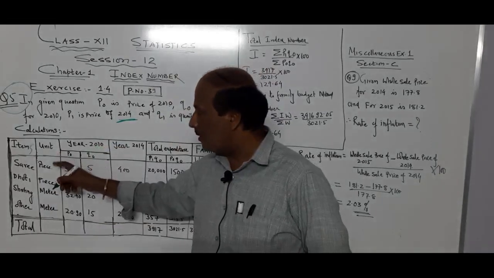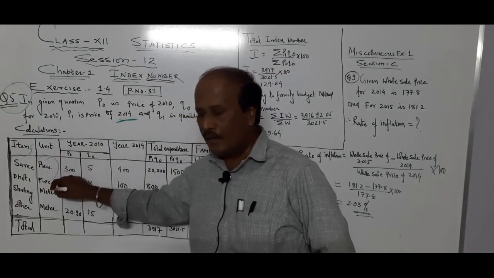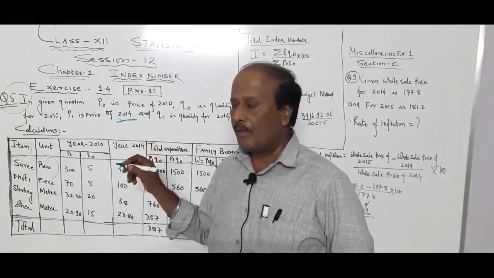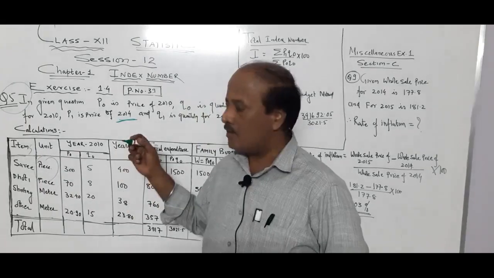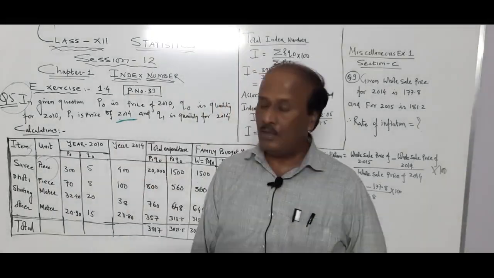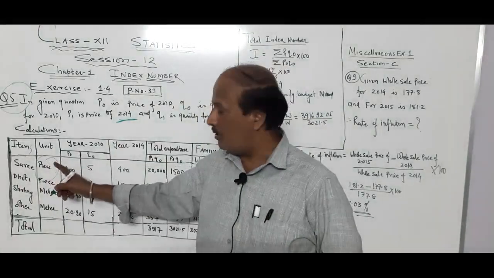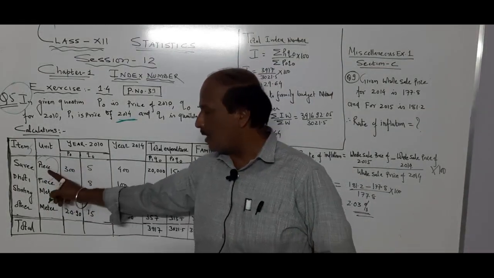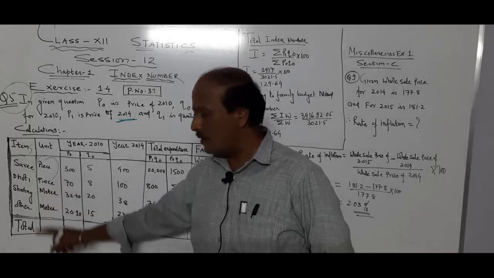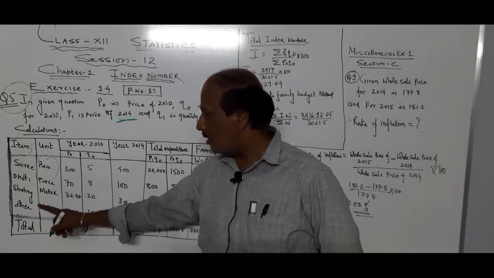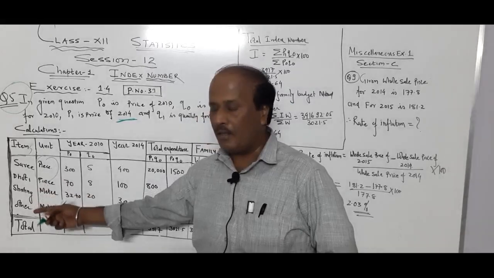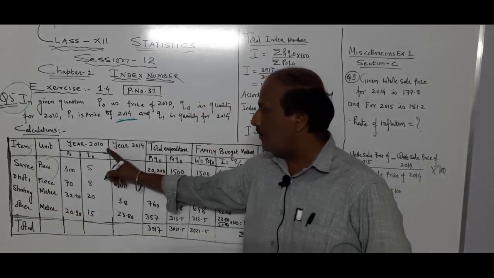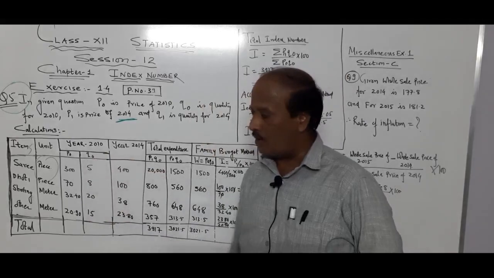Then the most important thing is the unit. Here the unit will not play a very important role because the question is very simple, but it is a new type of question. In the previous question when I did, the unit was playing one important role. Here the unit is given: sari in pieces, dhoti in pieces, shirting in meters, and other material also in meters. So year 2010, and these are the data given in the question.